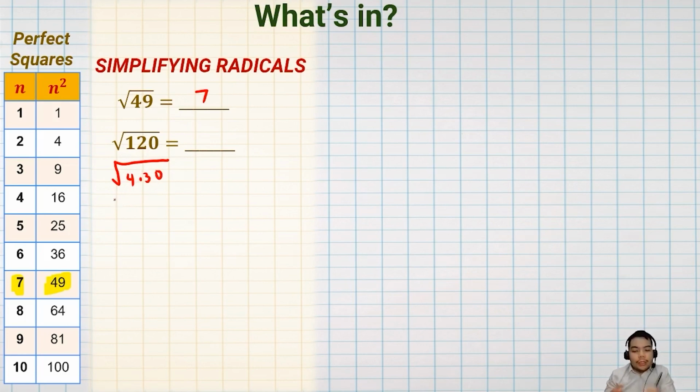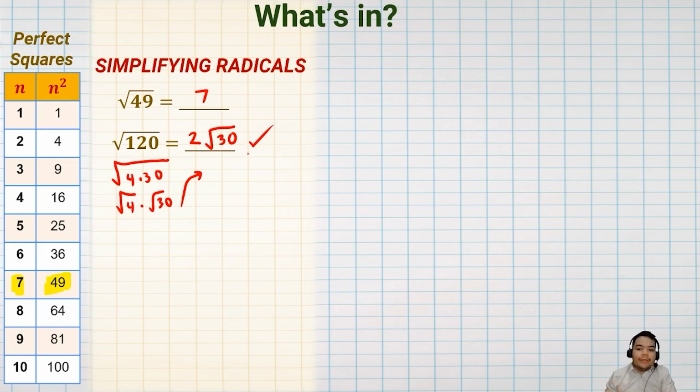So we can get this property by getting the square root of both of them. And our answers will now be the square root of 4 is 2. So we'll take it outside the radical sign, and then we'll have 30 inside the radical sign because 30 is not a perfect square. Although we cannot get the actual value of the square root of 120, we can get its simplified form, which is 2 square root of 30.